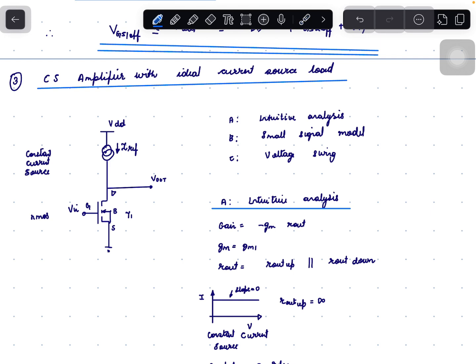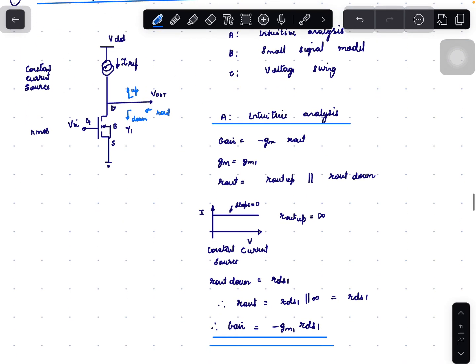Rout is nothing but Rout up parallel to Rout down. What is Rout up? That is nothing but the Rout of the constant current source. A constant current source is one whose current is constant for any voltage value V.